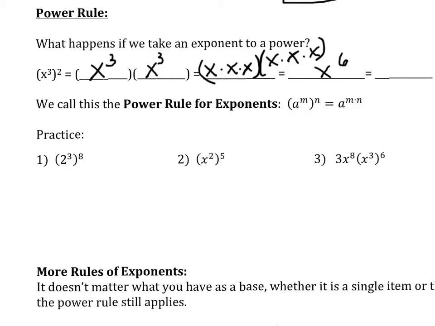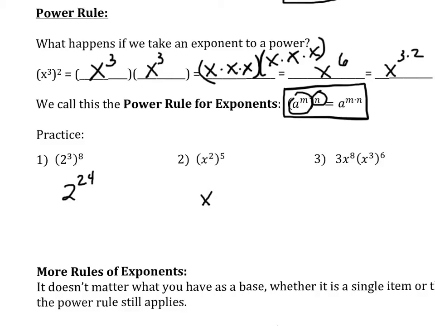And if we look at 2 and 3, 2 times 3 is the 6 in x to the 6th. And we call this the power rule for exponents. If we have an exponent taken to another power, we can simply multiply those powers together. So 2 cubed to the 8th power should be 2 to the 24th power. X squared to the 5th power should be x to the 10th power.